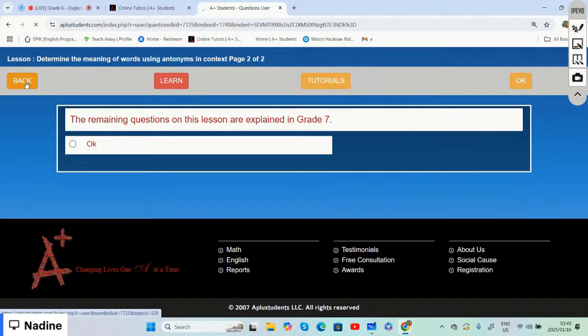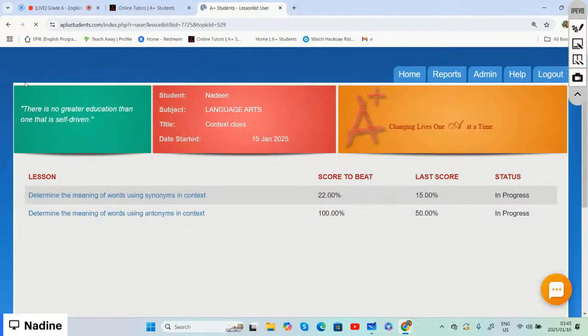All right, so this is now the end of our lesson on context clues. We say that when it comes to context clues, you can try and figure out the meaning of a word either by using synonyms in context, which is words with the same meaning or almost the same meaning, or you can try and figure out the meaning of words using the antonyms in context, which is trying to figure out the opposite of what the word actually means.